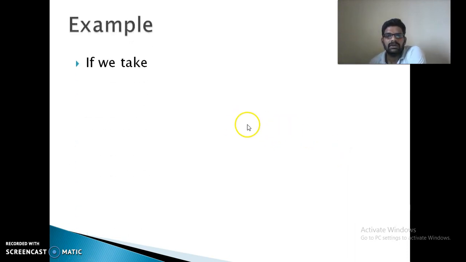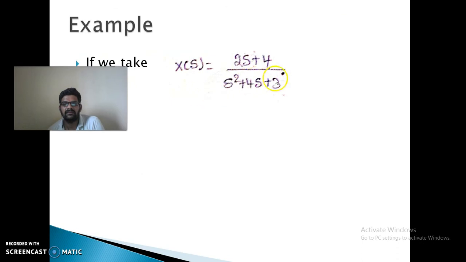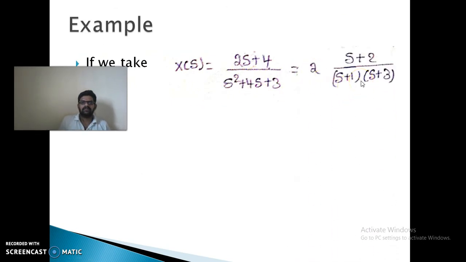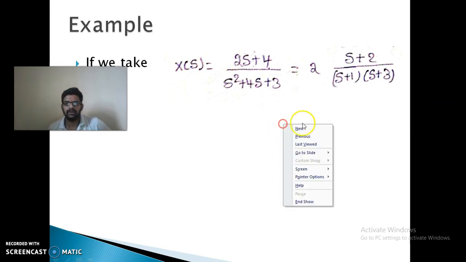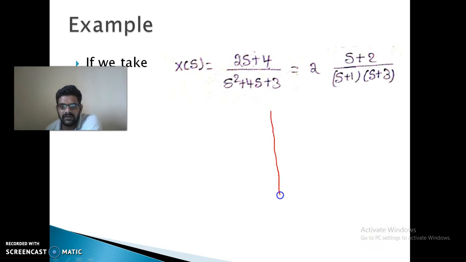Okay, look at this example. X of s is equal to (2s plus 4) by (s square plus 4s plus 3). You can write this as 2 into (s plus 2) divided by (s plus 1) into (s plus 3). So s equal to minus 1 is one pole, s equal to minus 3 is another pole, and the numerator s plus 2 equal to 0 gives a zero. If you try to represent the pole-zero plot for this example, this is our S-plane, sigma, and this is j omega.